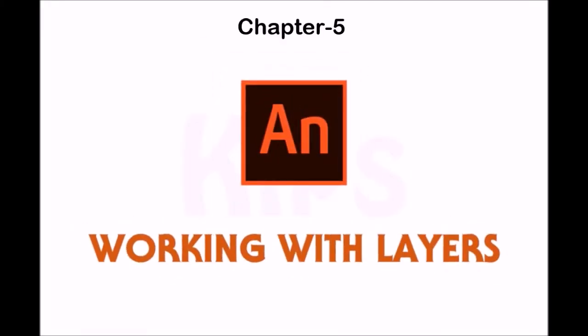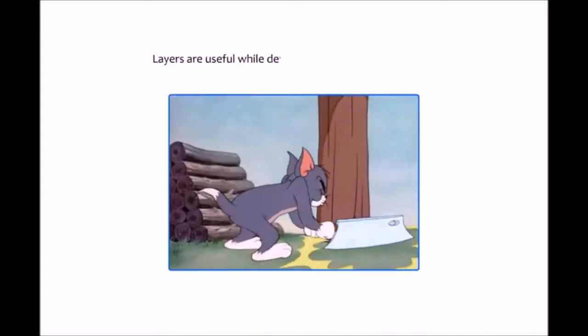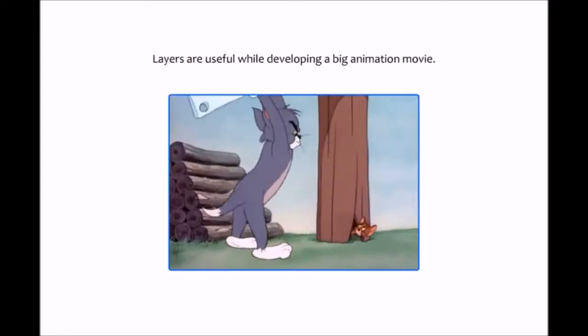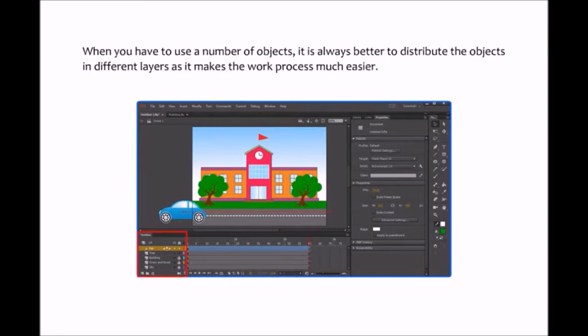Today we are going to learn how to work with layers in Adobe Animate CC. Layers are like transparent sheets that can hold objects and are stacked on top of each other. Layers are useful while developing a big animation movie. When you have to use a number of objects, it is always better to distribute the objects in different layers as it makes the work process much easier.